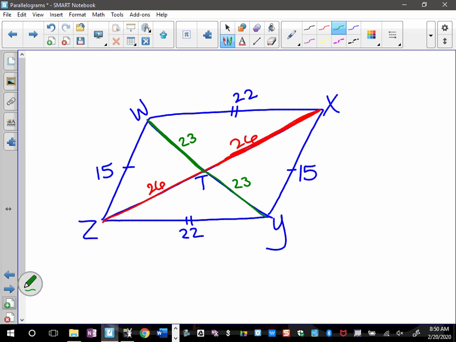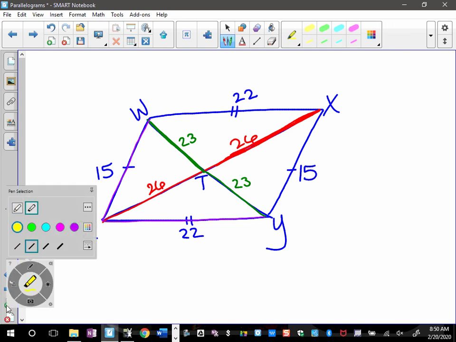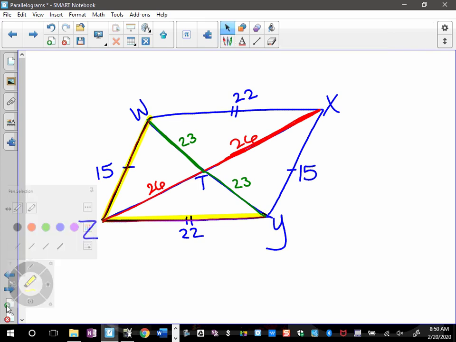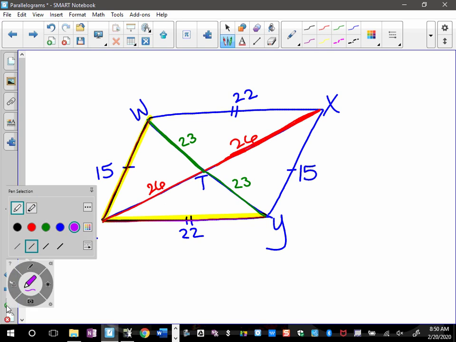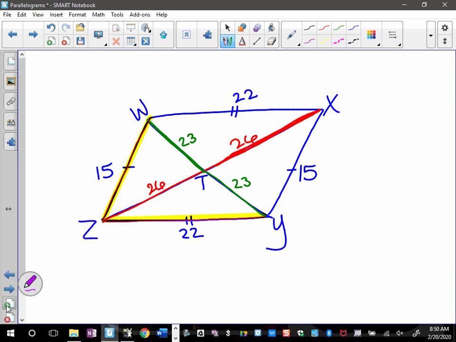Then they go ahead on to angles. They tell us that angle WZY, so that whole entire angle, WZY, that whole angle is 72. Okay, that's not really helpful to us, so I'm going to kind of just make a note here that the measure of angle WZY is 72, because I'll probably need that later.